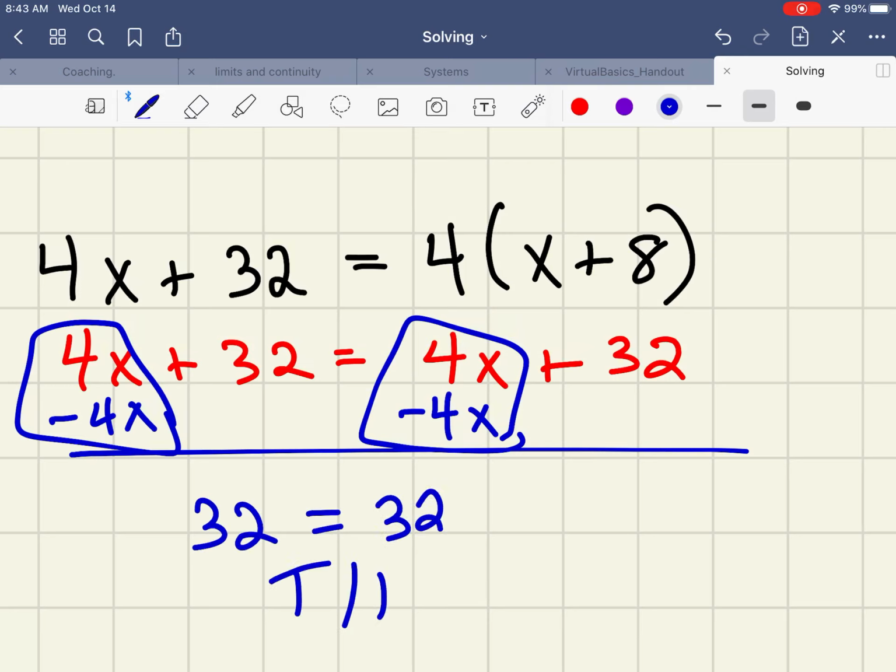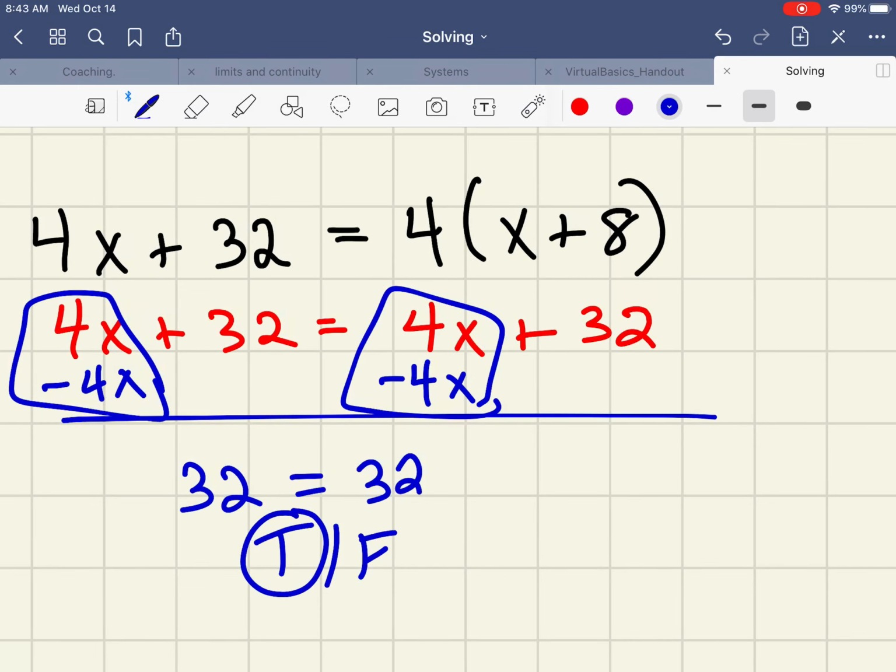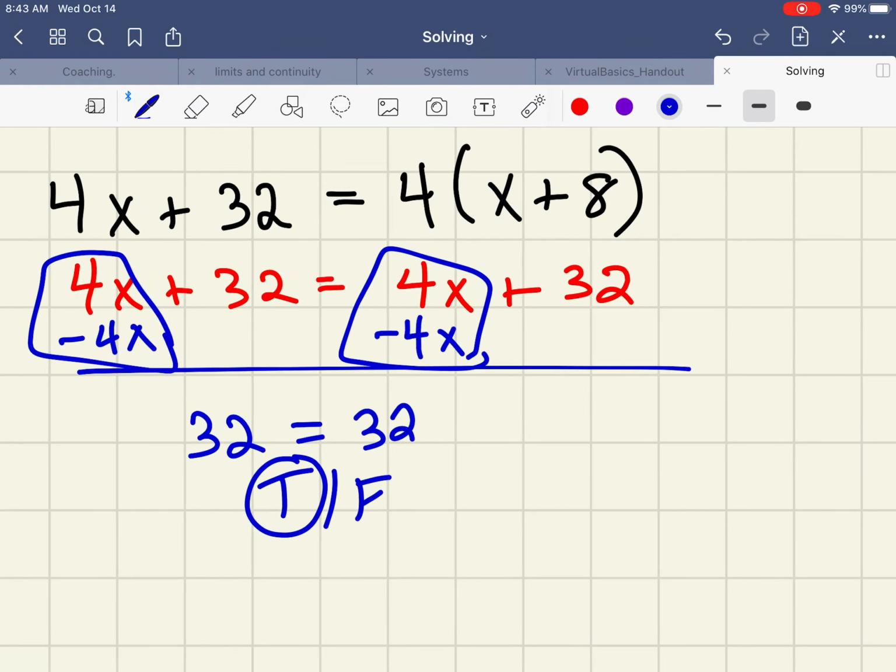And again, it's a true-false situation. Is this a true statement or is it a false statement? It's true. So in this case, no matter what I plug in for x, the equation is going to be true. So the solution is all real numbers, or infinitely many solutions.